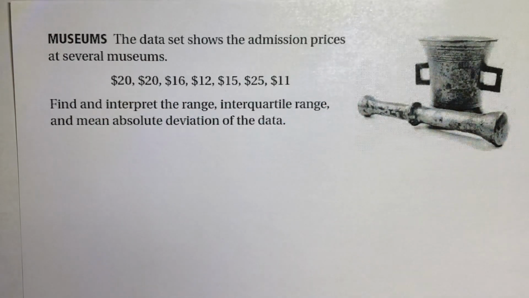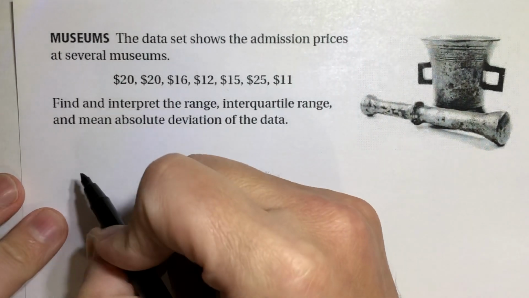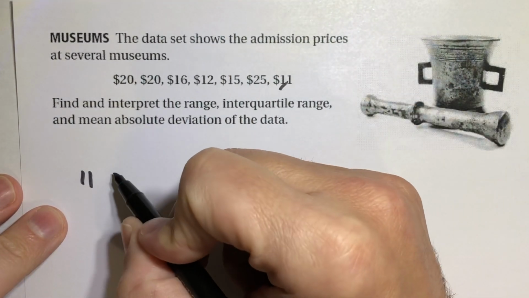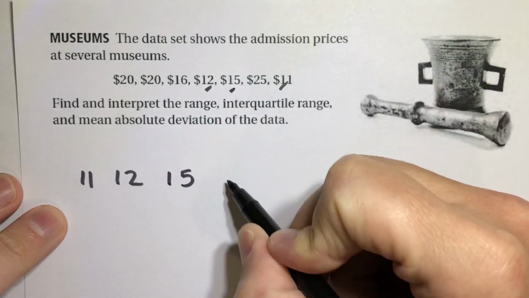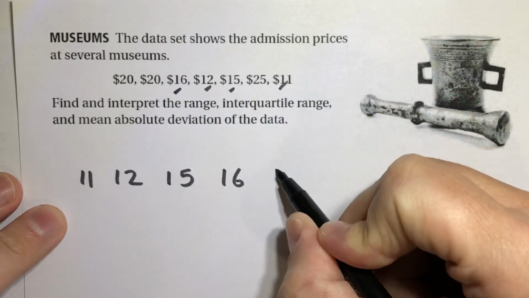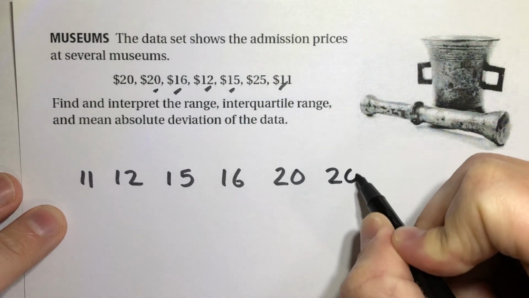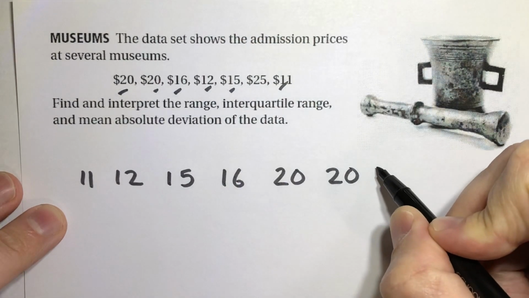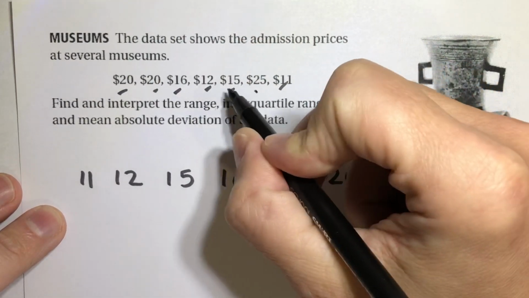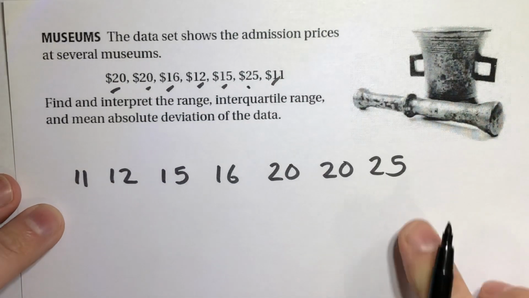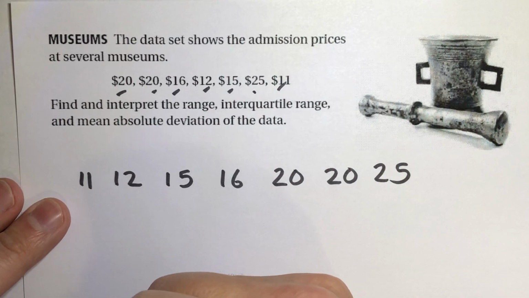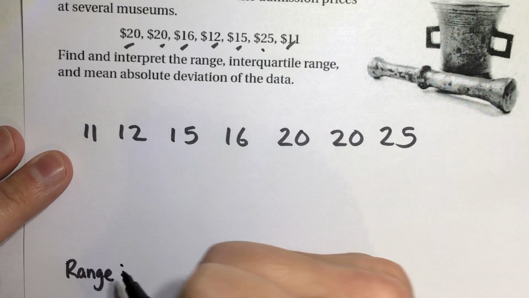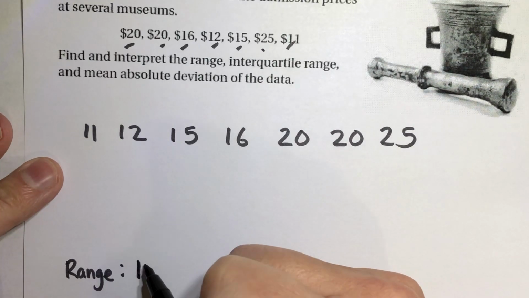These numbers are rather small. I'm going to rewrite them in order because that's going to help me for my range and my interquartile range. So I've got 11, 12, 15, 16, 20, 20, and 25. I got 1, 2, 3, 4, 5, 6, 7 numbers in my data. I've got 7 in my list. I very clearly can find my range by subtracting 25 and 11 to get a range of 14.